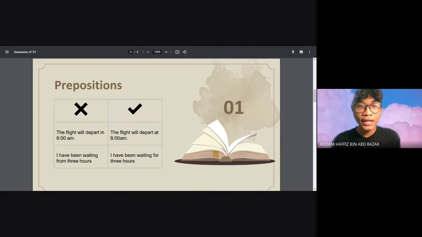Second sentence is, I have been waiting from 3 hours. The preposition from in this sentence is incorrect because we use from to refer to a place where someone or something starts or originates. For example, Jack comes from London. So the correct preposition in this sentence is, I have been waiting for 3 hours. If you want to use the preposition from with a time, you need to add to. For example, the show will start from 10 to 11.